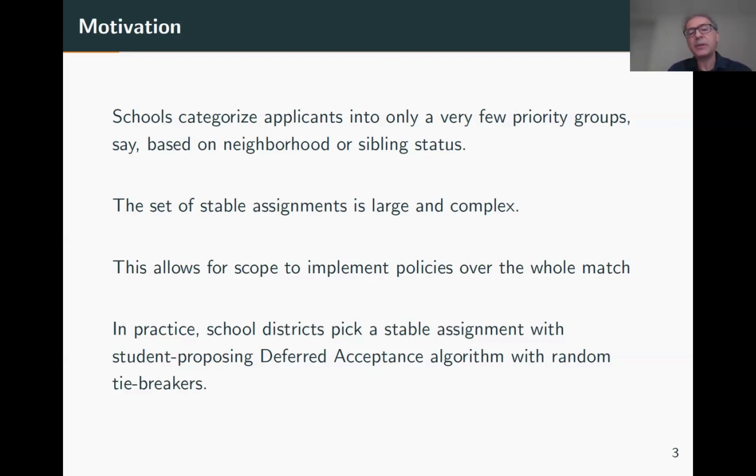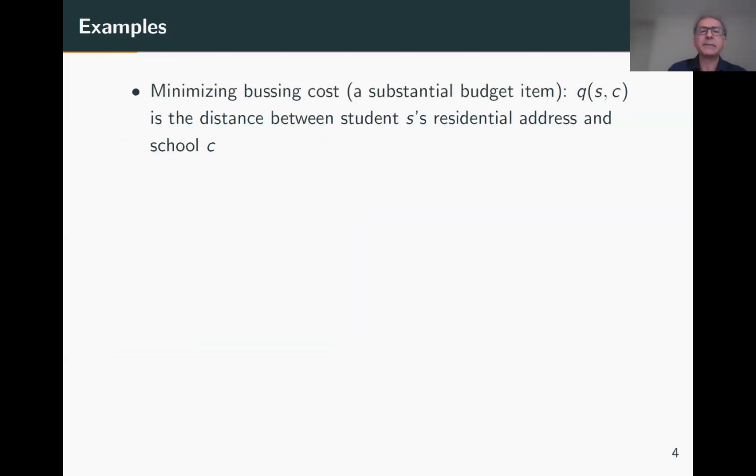The usual procedure is that districts use a student-proposing deferred acceptance algorithm with random tie breaking. My question there is, why random tie breaking? If we have a match quality between a student and his or her assigned school, why don't we use this information to get a better match? Why do we waste that information? That is really the question.